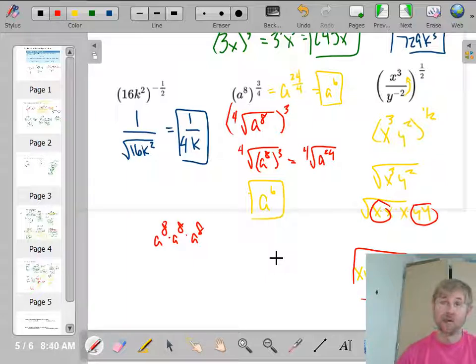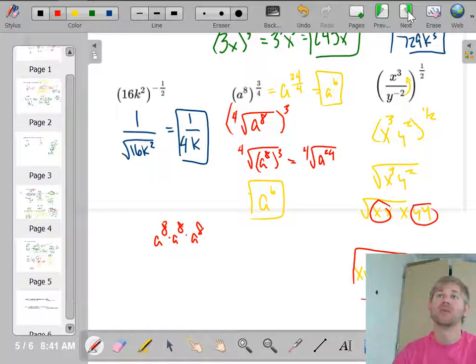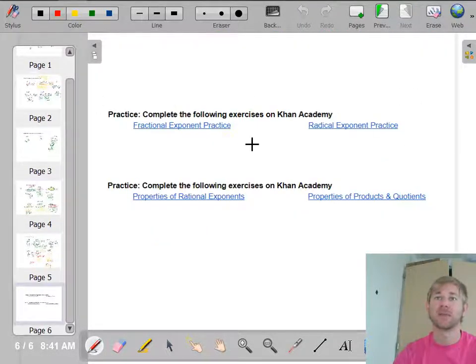So that's it for simplifying roots and rational exponents. At least that's our start. What you have now is on Khan Academy, you have some exercises. These are all things that we've just gone over. You should be able to do them. So go ahead and get those done.